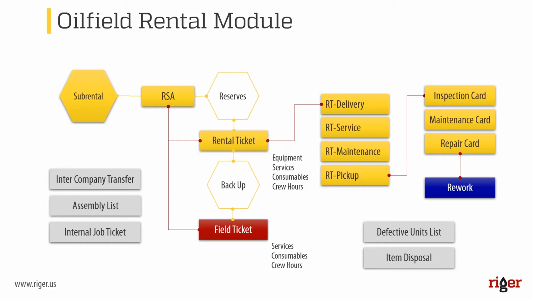You also may have the internal job ticket to track all your employees' time for the non-client related activities. So if employees perform some kind of jobs or services to the equipment in your warehouses or in your yards, then you use these internal job tickets to track these transactions. And defective units list and item disposal documents are responsible for moving the equipment to the need repair status, or for the scrap of the equipment that is not going to be used anymore in your operations.